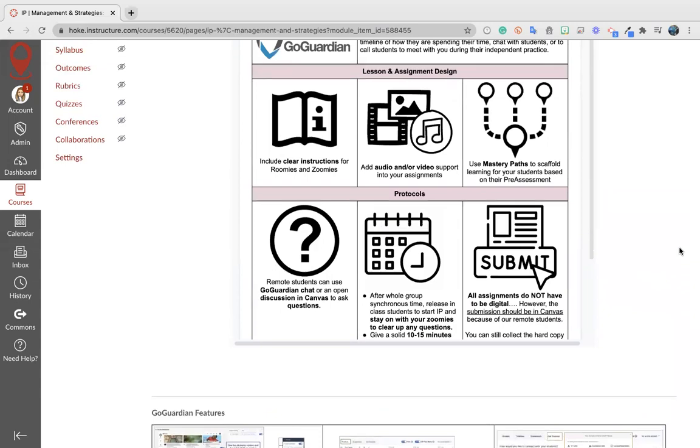And then when you're ready, give mastery paths a try. When you want to, it helps you scaffold that learning using that pre-assessment to send kids down a path and everybody's doing that same product at the end.